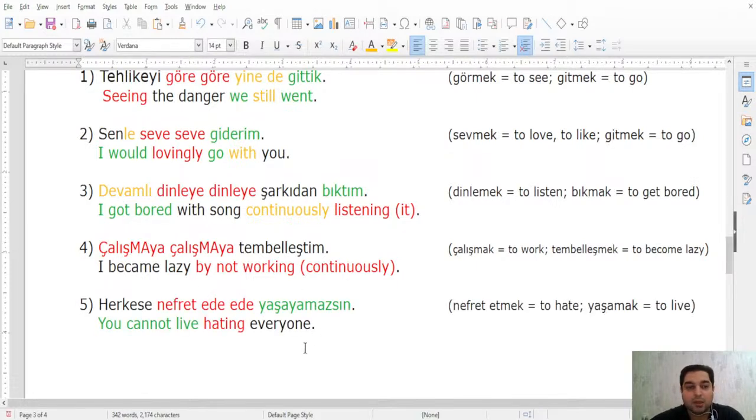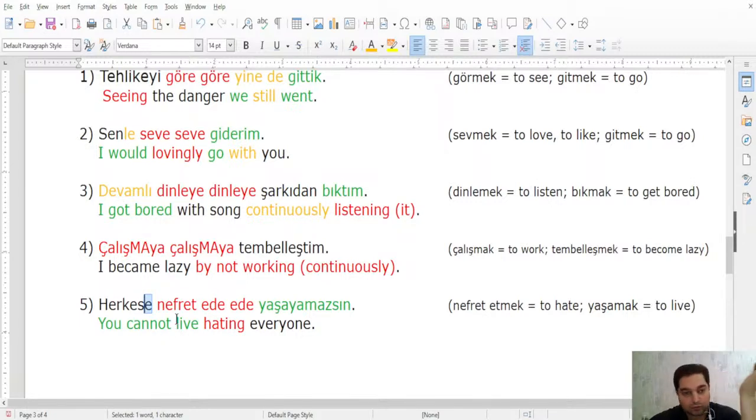The fifth example, herkesten nefret ede ede yaşayamazsın. Nefret etmek is to hate. It's a compound verb composed of two parts. Nefret means hatred, and etmek means to do, so the literal translation is to do hatred. But the verb itself means to hate, okay? So herkese, it's the dative case here, right? It means you hate everyone. That's basically how we say it in Turkish.